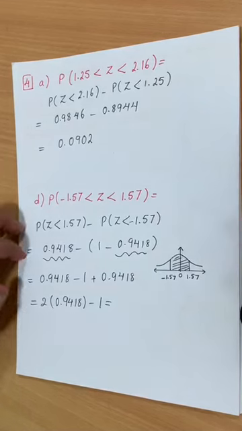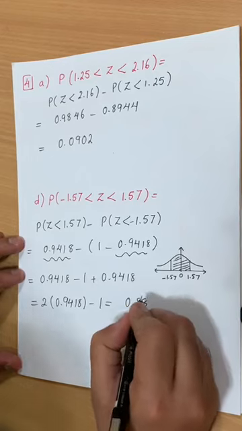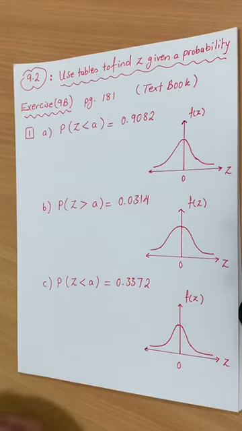So it's double 0.9418 minus 1. And you remember that the probability is not a negative value at all. It's between 0 and 1. We know that from semester 1, all probability values are within 0 and 1. So double of 0.9418, then minus 1. And the answer is 0.8836.